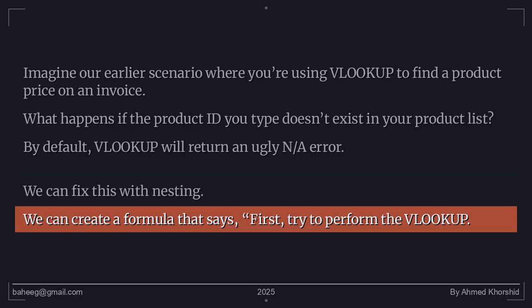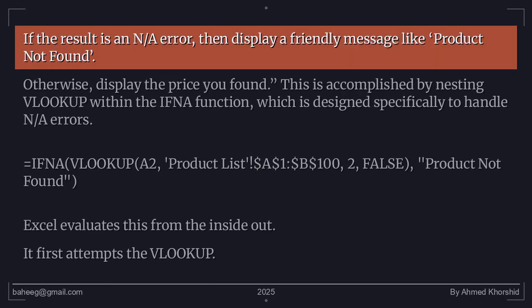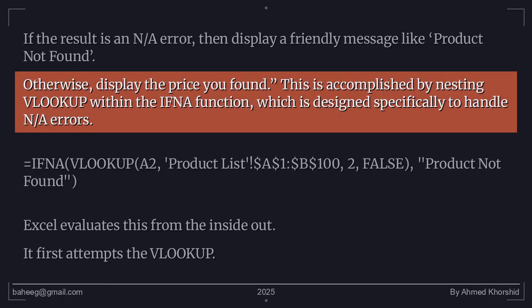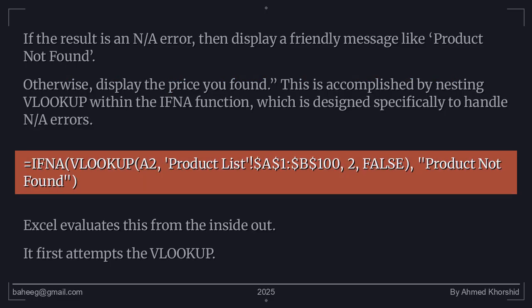We can create a formula that says, first, try to perform the VLOOKUP. If the result is a #N/A error, then display a friendly message like "Product not found." Otherwise, display the price you found. This is accomplished by nesting VLOOKUP within the IFNA function, which is designed specifically to handle #N/A errors. Equals IFNA(VLOOKUP(A2, ProductList, $A$1:$B$100, 2, FALSE), "Product not found").